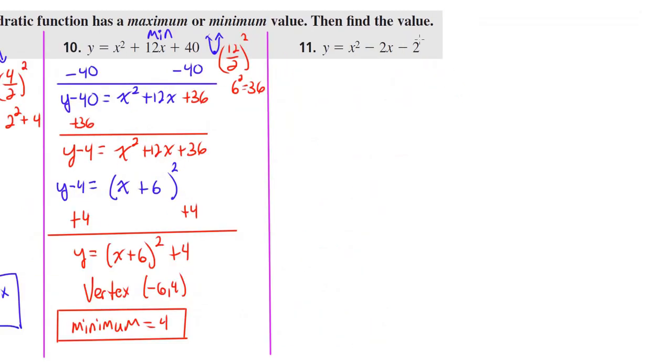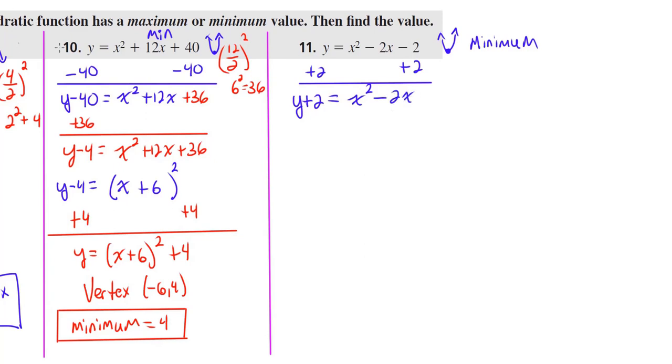All right, last one, number 11. We see that our a value is positive, so the parabola is opening upward, which is going to make this a minimum. So we want our own c value here, so we have to get rid of this negative 2. Let's add 2 to both sides. This gives us y plus 2 equals x squared minus 2x.